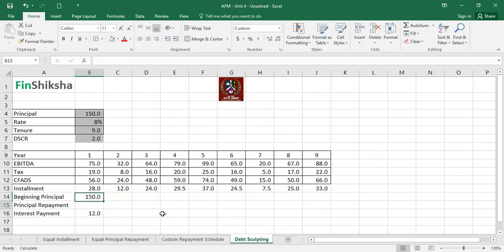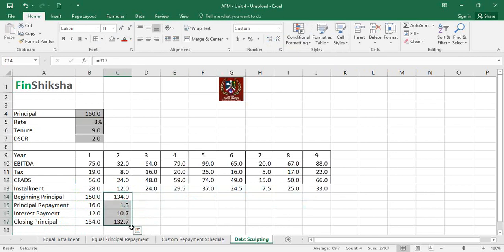If we can repay 28 and 12 is the interest, then the principal should be 28 minus 12. Once we get this, we get the closing principal, which is going to be 150 minus the principal repayment, which is this. Next year's beginning principal is going to be 134. Interest calculation is going to be 10.7, which means principal repayment is going to be 12 minus this, and hence closing principal would be this.